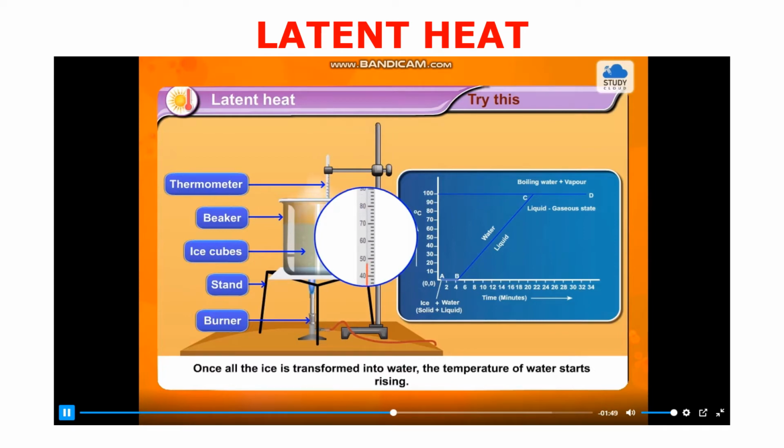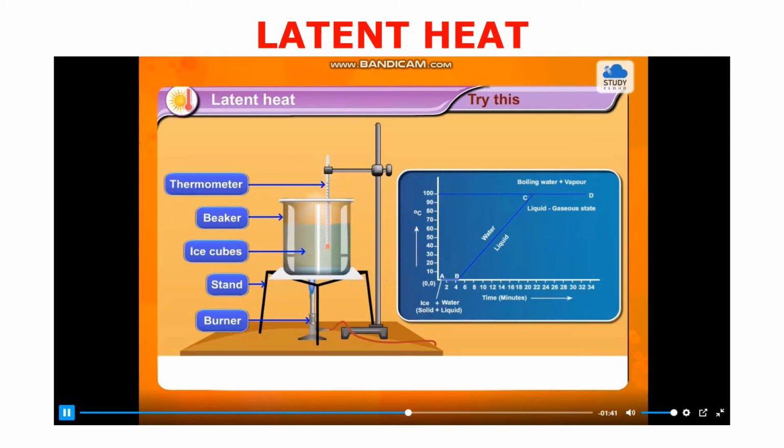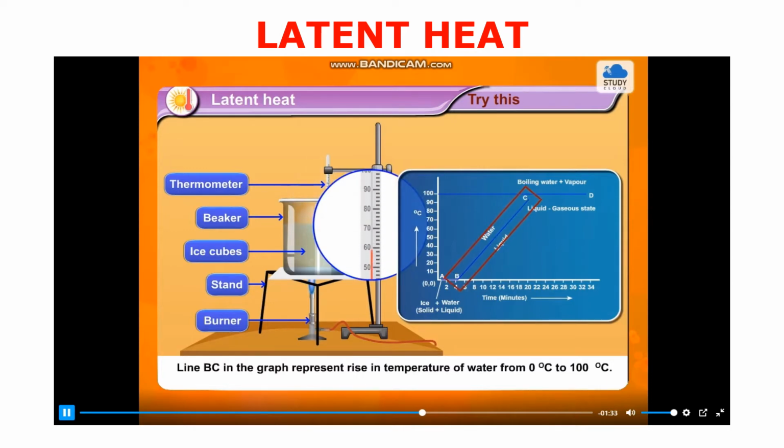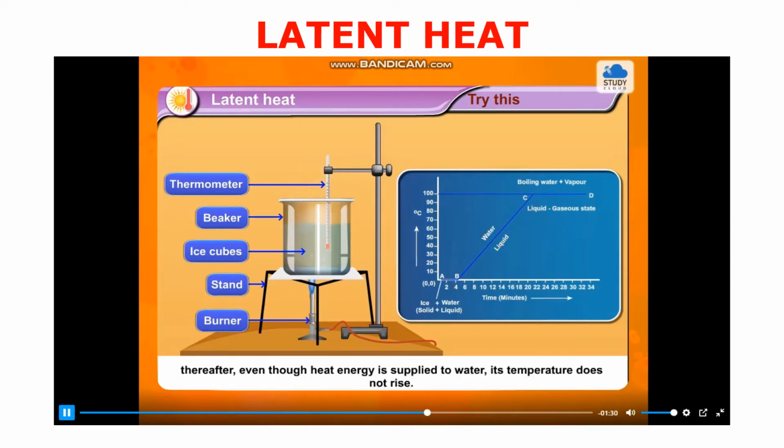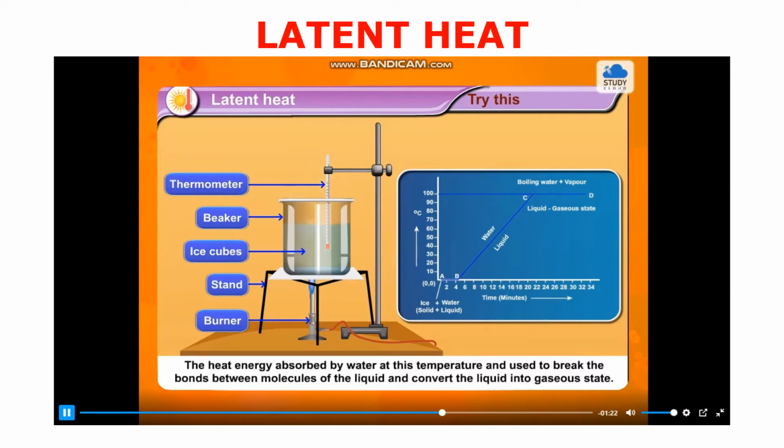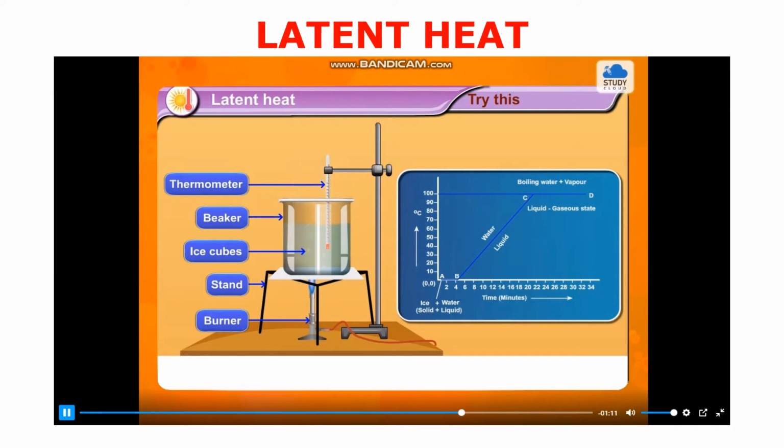Once all the ice is transformed into water, the temperature of water starts rising. It increases up to 100 degrees Celsius. Line BC in the graph represents rise in temperature of water from 0 degrees Celsius to 100 degrees Celsius. Thereafter, even though heat energy is supplied to water, its temperature does not rise. The heat energy absorbed by water at this temperature is used to break the bonds between molecules of the liquid and convert the liquid into gaseous state.